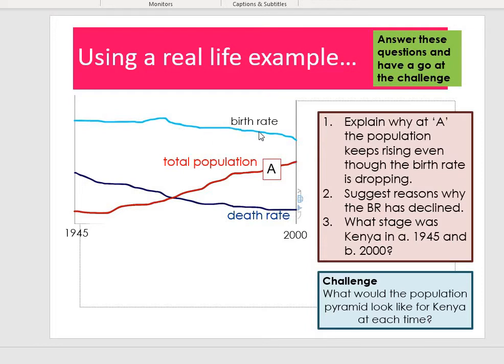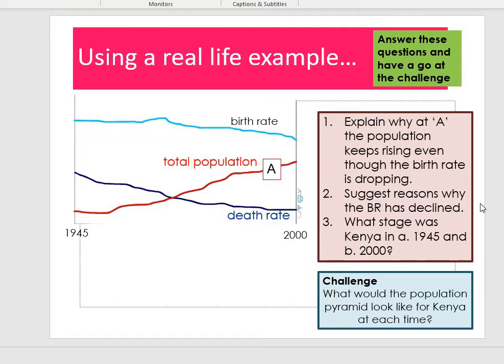Okay, even though that birth rate is dropping, it is still way higher than the death rate, and the death rate is dropping too. So that's going to mean that that total population carries on rising, because yes, there are fewer people being born, but there's still more people being born than there are dying, and also fewer people are dying over time as well.